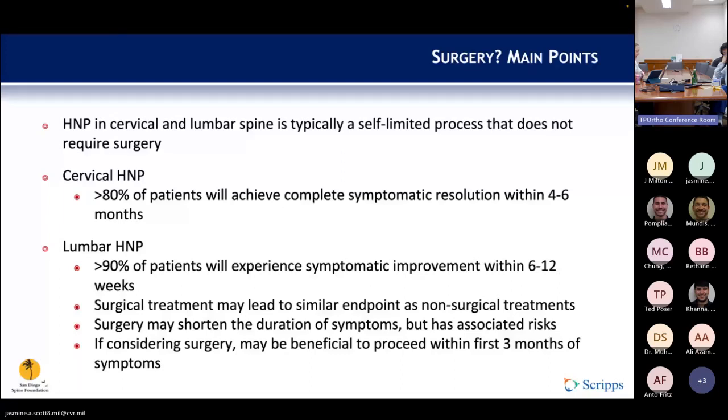You want them to wait a certain amount of time to see if non-op treatment can improve, or the natural history can improve their symptoms. But at the same time, surgery a little bit sooner is associated with better outcomes.